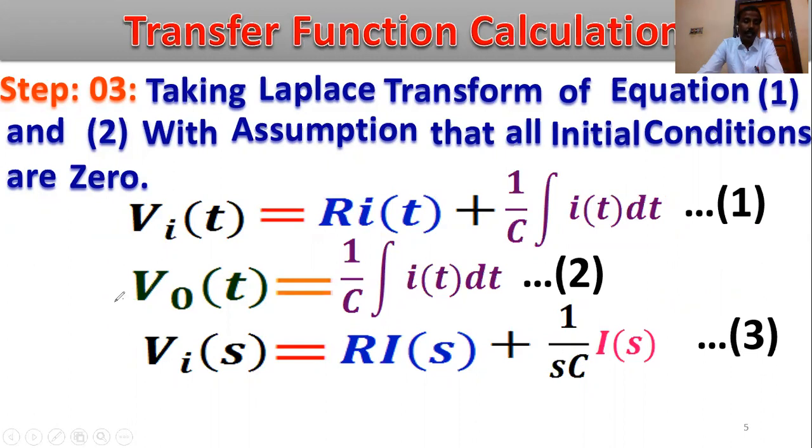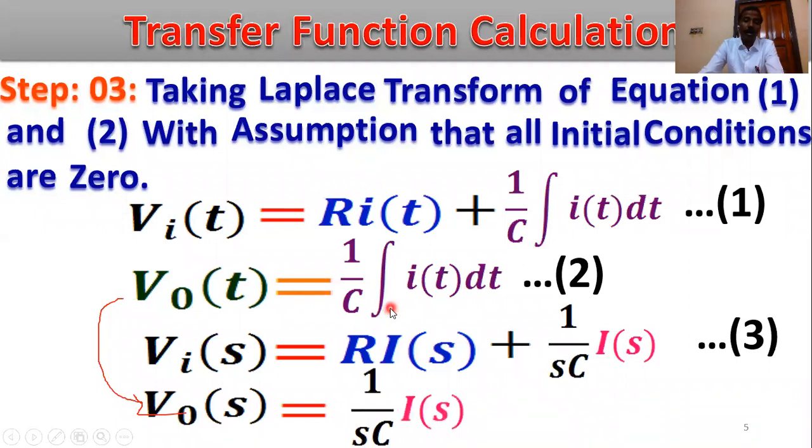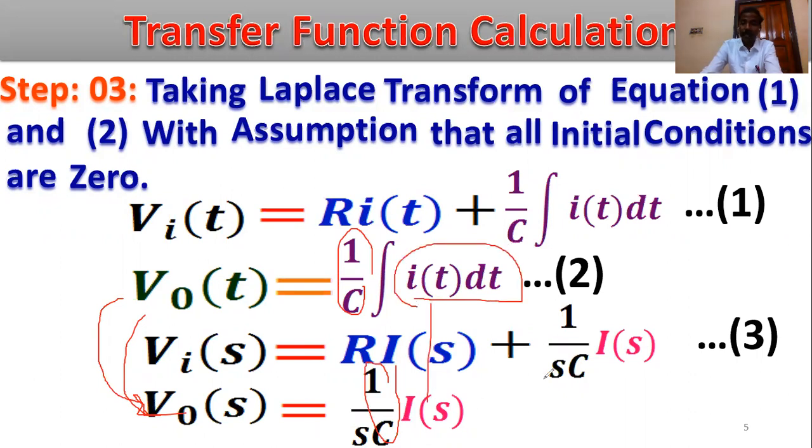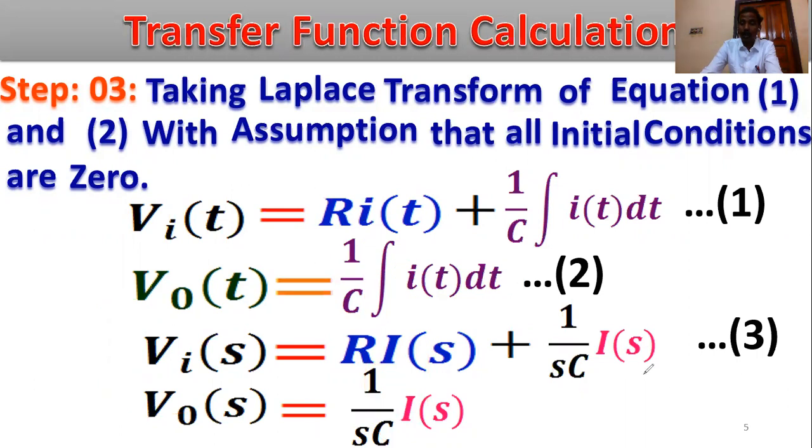Then taking the Laplace transform of both sides of equation 2, we get V0 of S equals 1 by SC times I of S. The Laplace transform of V0 of t is V0 of S, 1 by C is a constant, and the integral of i of t dt is equivalent to I of S by S. So this is equation number 4.